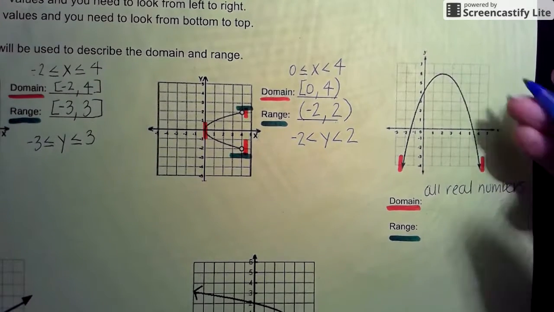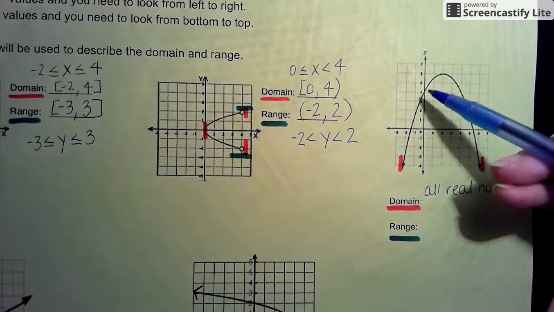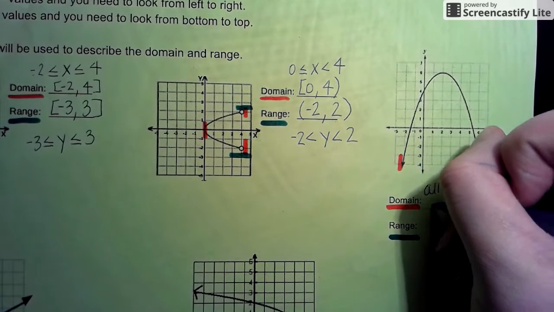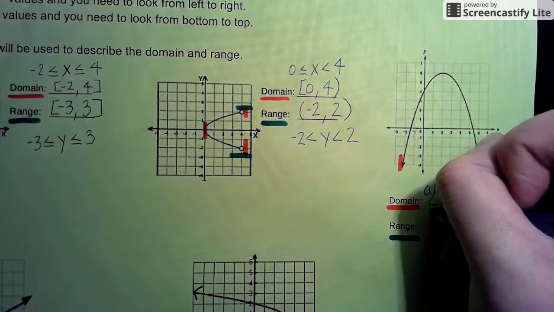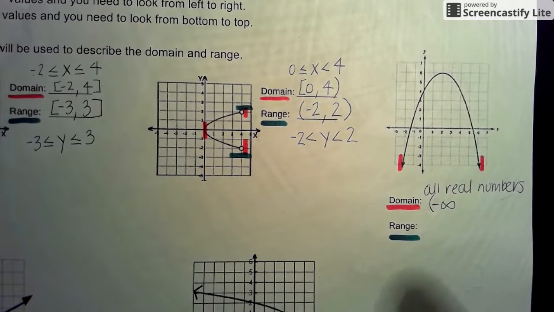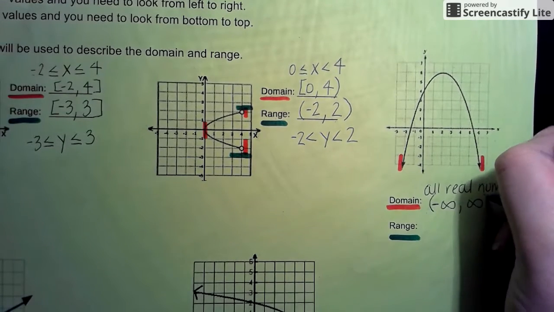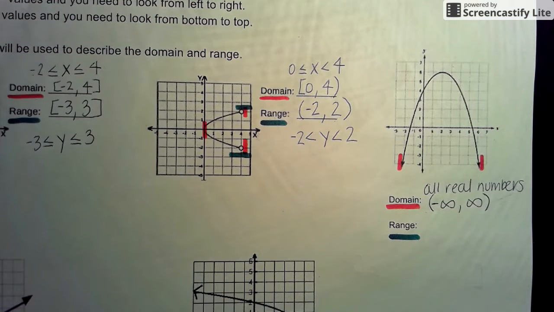And that means that it can be any x values, all the way out, if I just keep continuing this graph. So I'm going to make sure that I write it as negative infinity with a parenthesis, because I can't touch infinity, so that's why it's a parenthesis, comma, infinity, parenthesis.